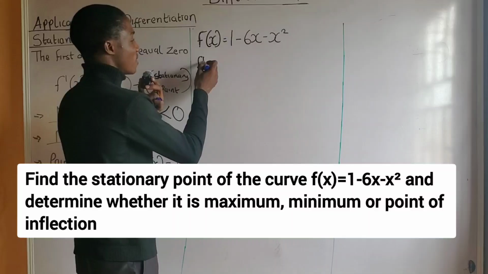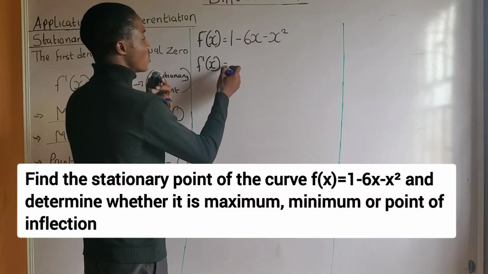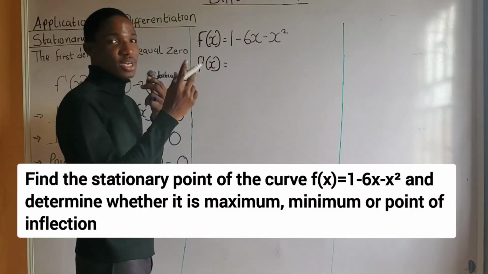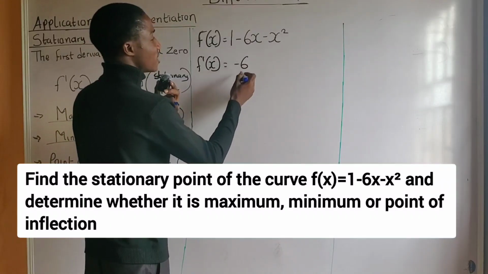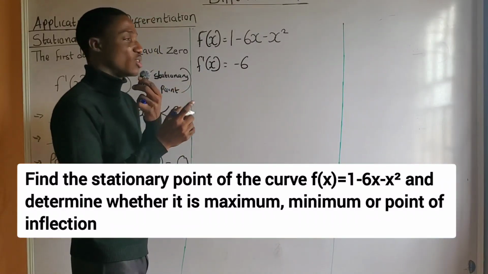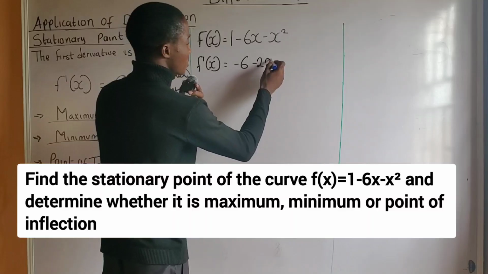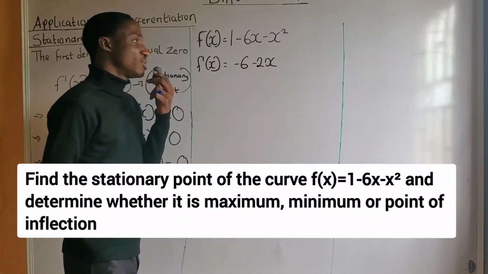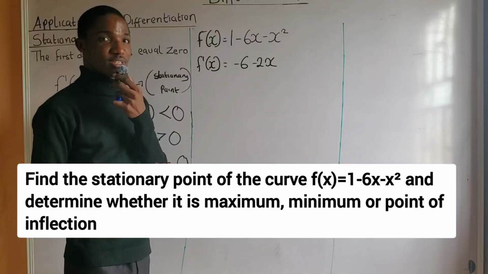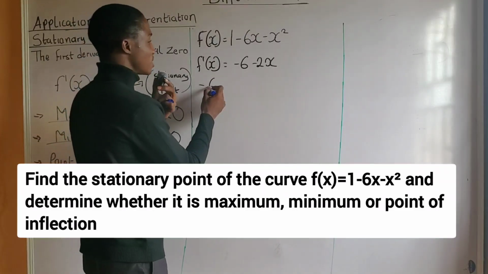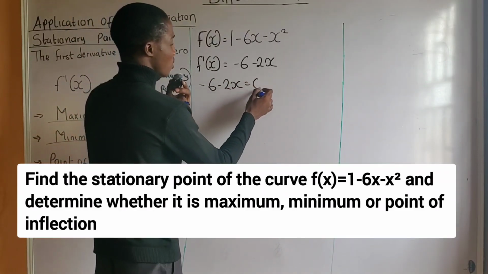For this, the derivative of f of x will be, differentiate 1, you're going to have 0. Differentiate negative 6x, you're going to have negative 6. Differentiate negative x squared, you're going to have negative 2x, right? Okay. Having done this, the next step is that you have to set this derivative equal to 0. Do you understand? So I'm going to have negative 6 minus 2x equals 0.